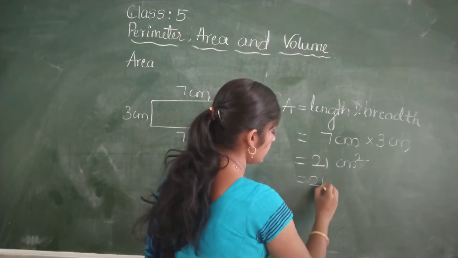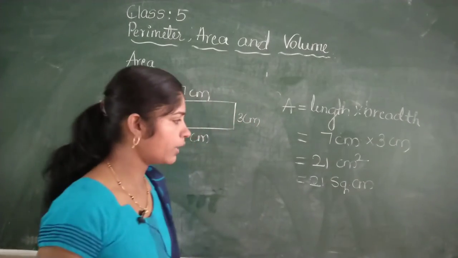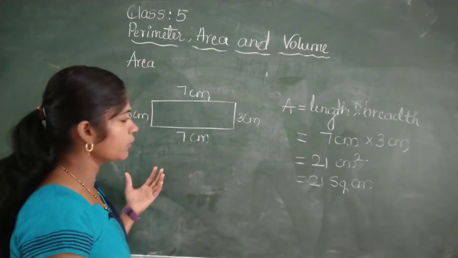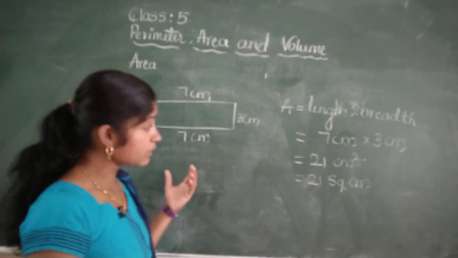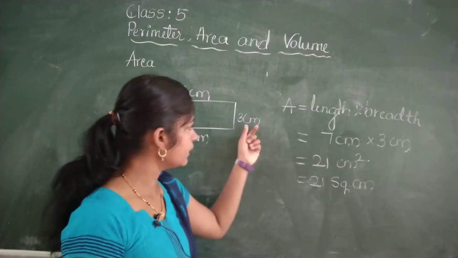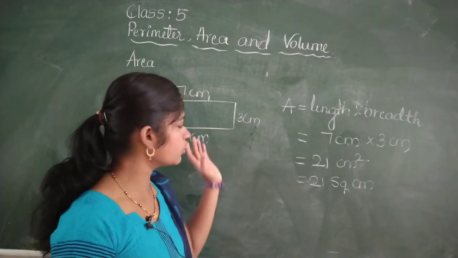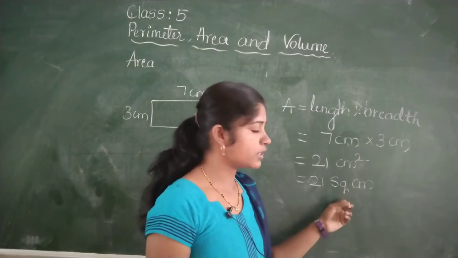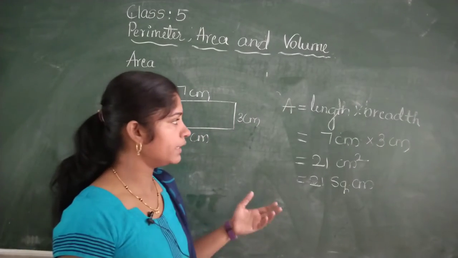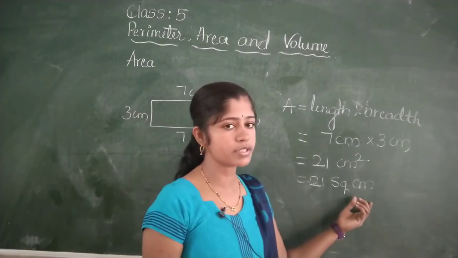If you write 21 square centimeter, both are correct. Why did I write this? Because centimeter into centimeter is centimeter square. And one more thing I will clarify: we always measure area in square units. If centimeter is there, you write centimeter; if meter is there, meter; if kilometer is there, kilometer. According to the question you have to change it, but the square is compulsory. For perimeter we do not use square. When you are finding the area, you have to give the answer in square units. Don't forget to write this unit.